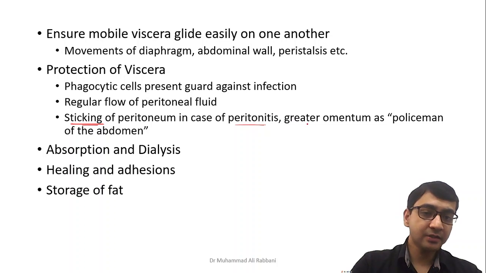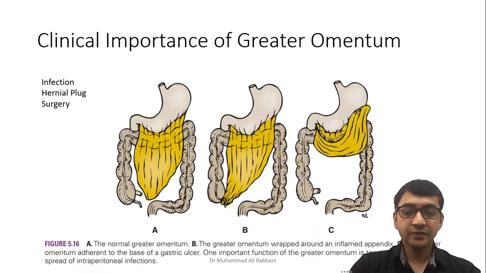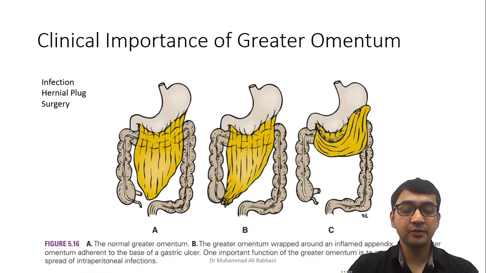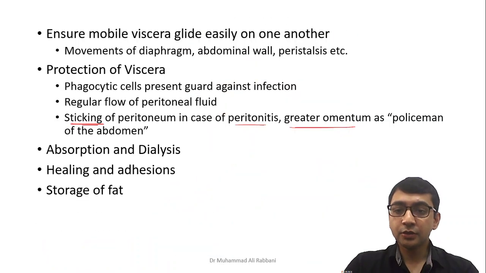A very good example is the greater omentum. The greater omentum, you saw, was apron-like and free to move about. So when there is an infection, for example acute appendicitis, this peritoneum usually tries to get stuck. When it gets stuck, it seals off the infection and prevents its spread, preventing bigger harm. So this is the peritoneum sticking.